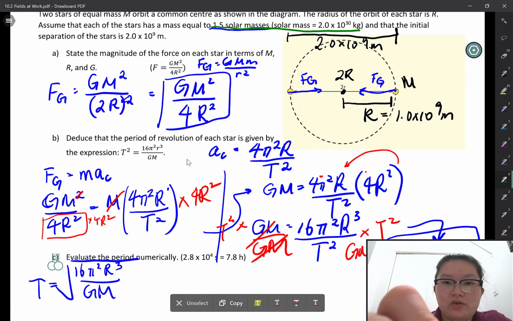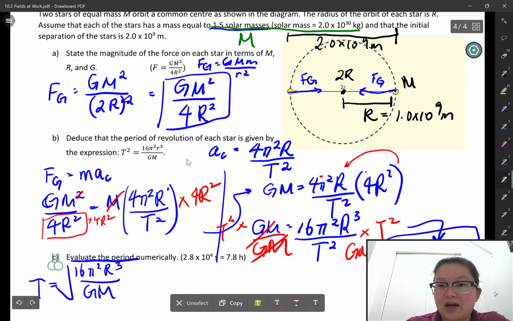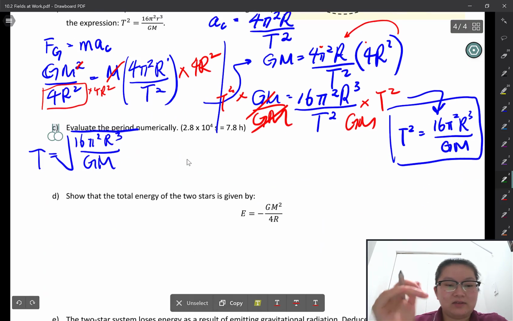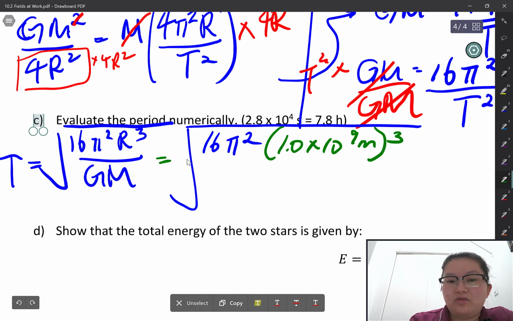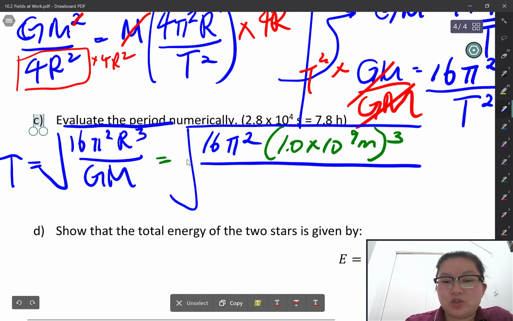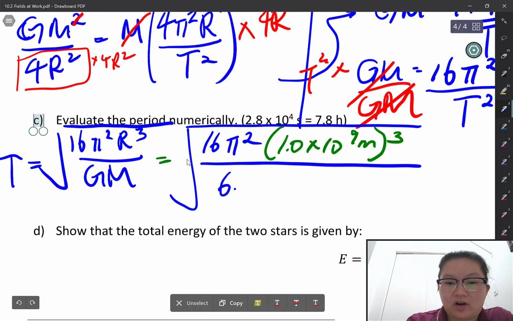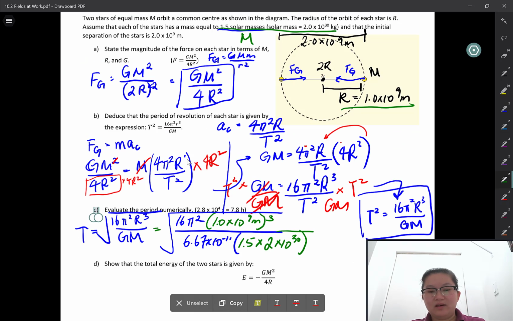Our R value is going to be this guy. This is only half of the separation, remember? So we have to use 1 times 10 to the power of 9. And I think that's it. So let's put everything in. Don't forget to cube the R. That's oftentimes forgotten. I'm putting all this into our calculator.